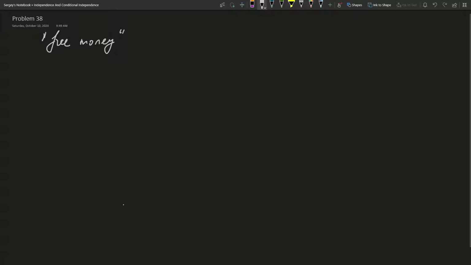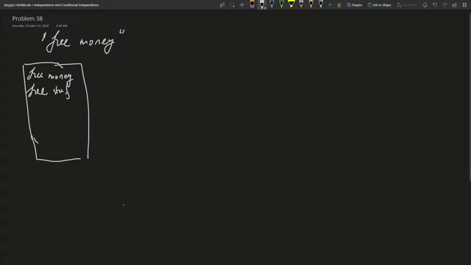So if we see free money in an email, we're likely to be suspicious and to think that this is a spam email. So suppose we have a list of 100 such words or phrases. For example, free money, or free stuff, basically. And we have 100 of these phrases that we use to identify spam email.